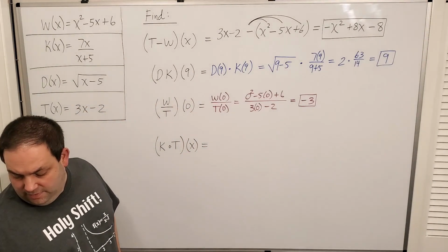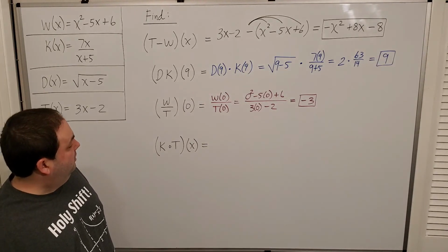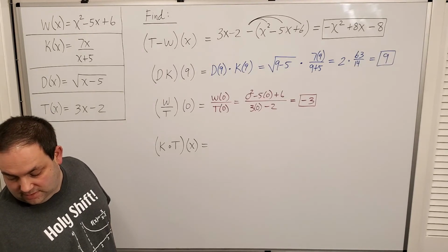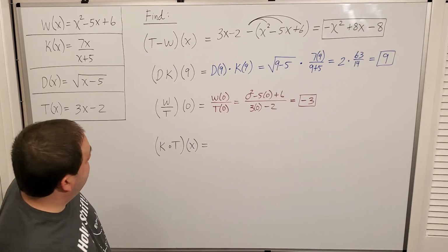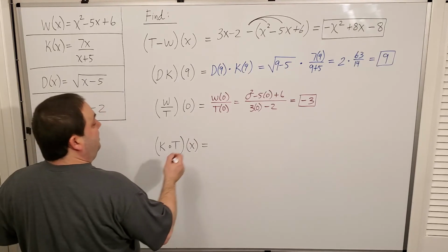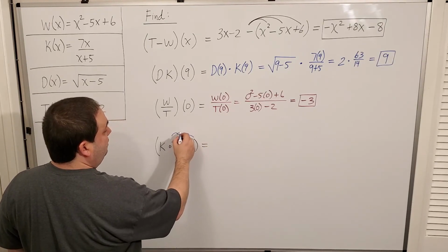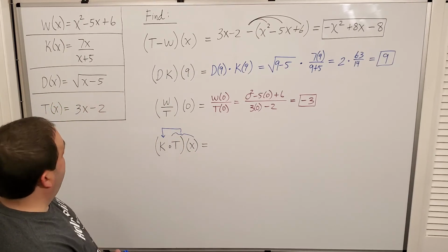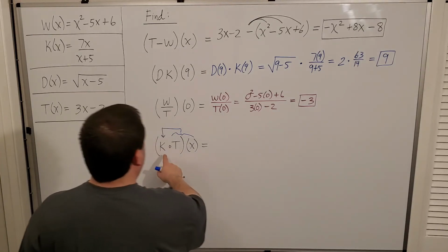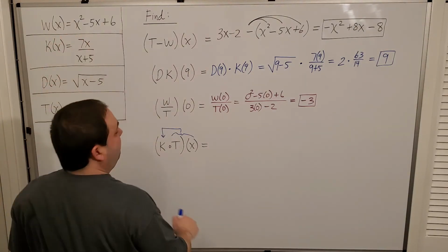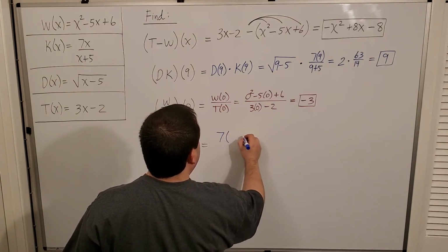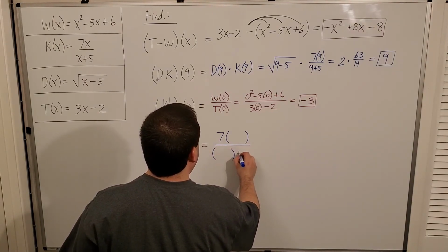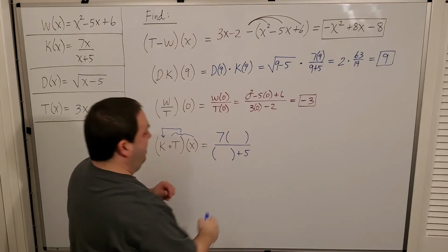Now lastly, the composition of t with k, or k with t, whichever way you want to discuss that. This means that I'm taking the t of x function and I'm plugging it into the k function. So remember what that means is I'm going to write a generic k function, which is 7 times something divided by that same something plus 5. This is your k function.